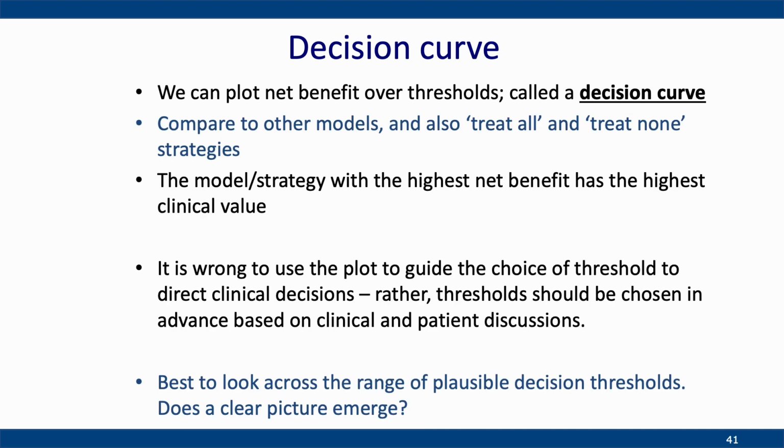Like I said, decision curves plot net benefit over multiple thresholds, and it allows us to compare the net benefit to other models, and also to treat all and treat none strategies. Clearly, the model with the highest net benefit is the winner, the one that does best overall. Like I say, it's wrong to use a plot like this to guide the choice of the threshold. That should be based on clinical judgment and interaction with patients and stakeholders in advance to specify what that exchange rate is in the context of the setting and clinical decision to be made.